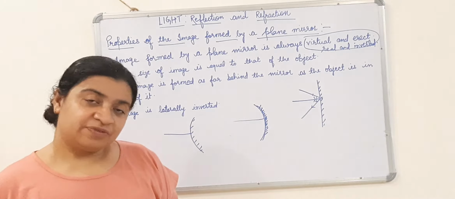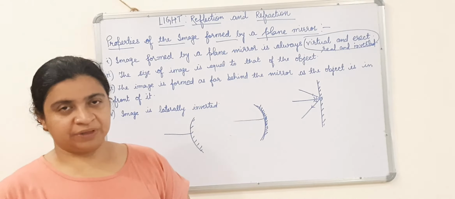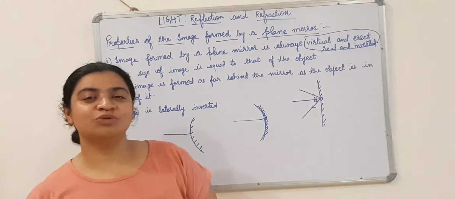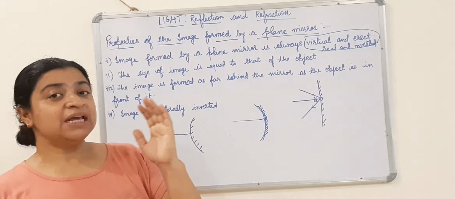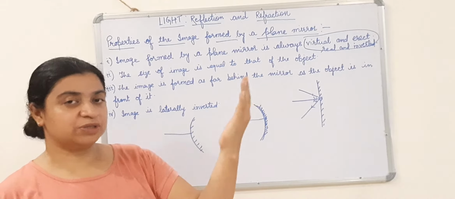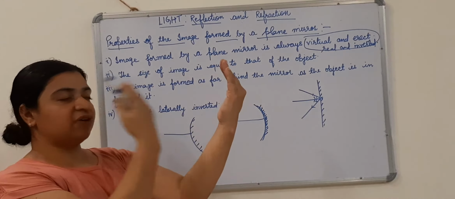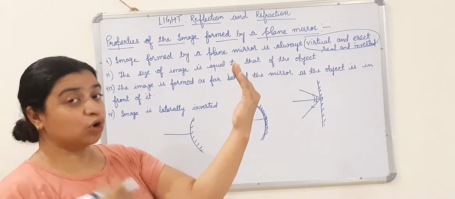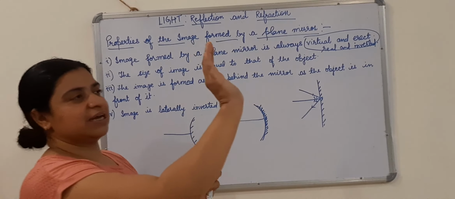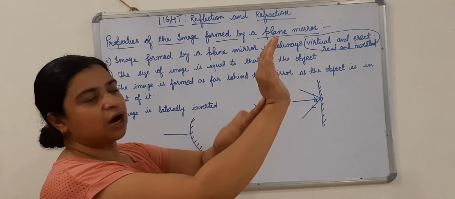Before I switch off this video, you have to do an activity. You have to take a spoon. All are having spoons at home. You have to see your face in the curved surface of the spoon. Suppose this is curved inward. When you see your face on this side of the spoon, what type of image is formed? Now you turn the other side. Now you look from this side, which is curved outward.